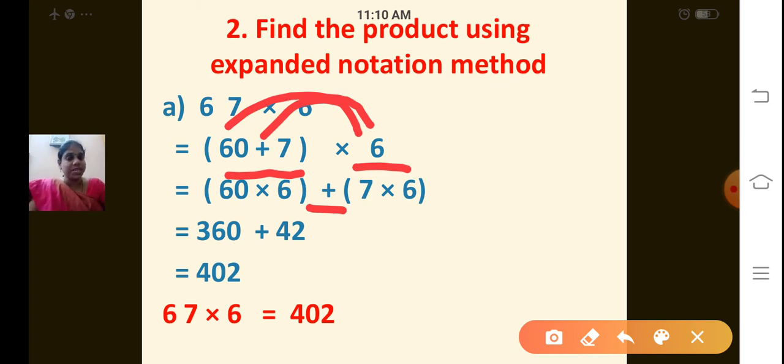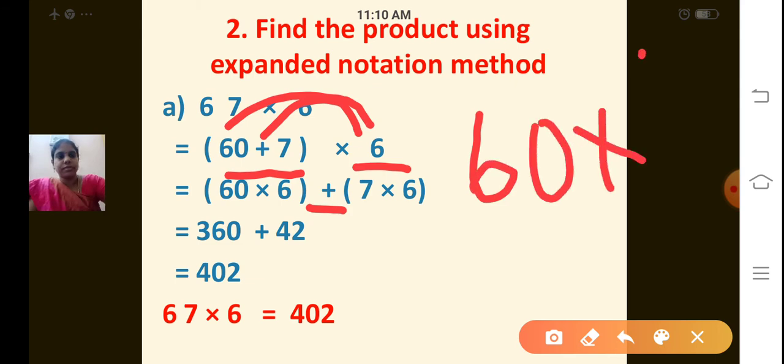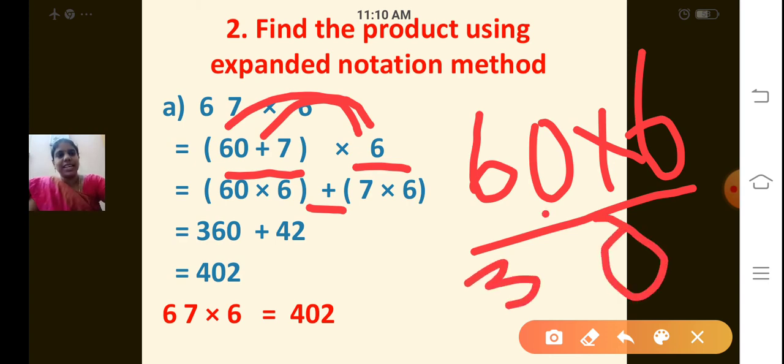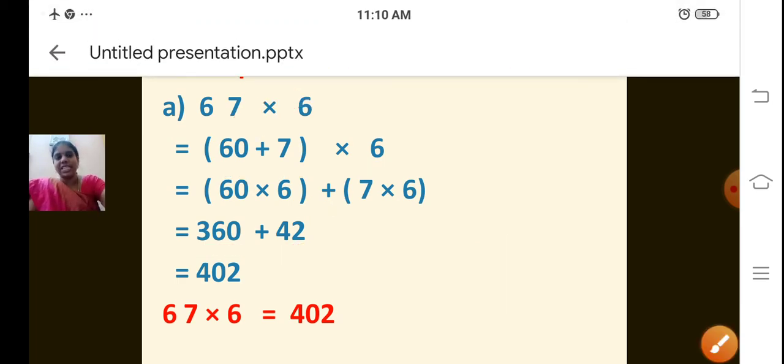Now 60 into 6. What is the answer? 6 into 0, 0. 6 6s are 36, right? Write the answer now: 360 plus 7 6s are 42. Now add both these numbers. 360 plus 42. What is the answer now?